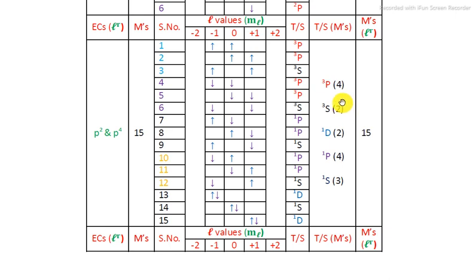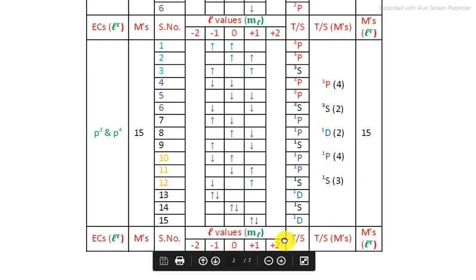Here for the P2 and P4 electronic configuration, the number of terms or number of states is 5: 3P, 3S, 1D, 1P and 1S. 5 states are there. Out of these 5 states, one is the ground energy state 3P. Number of microstates are 15. Let us go for another electronic configuration.